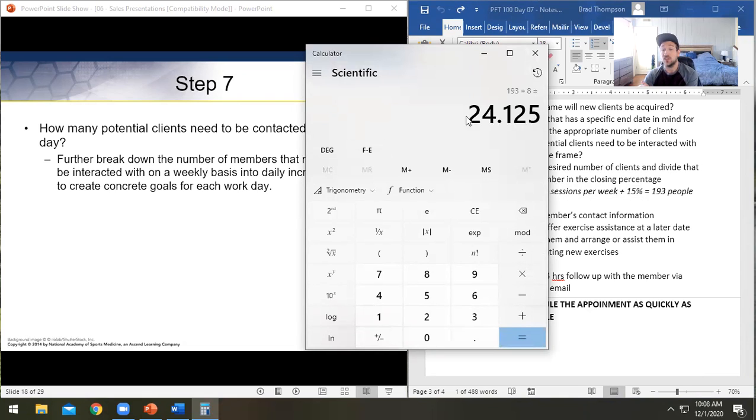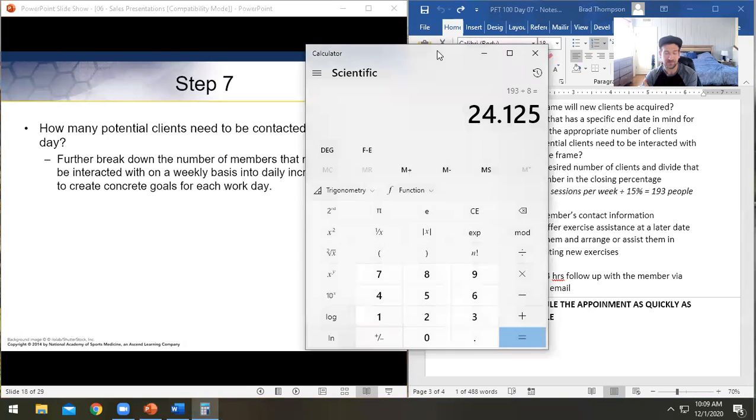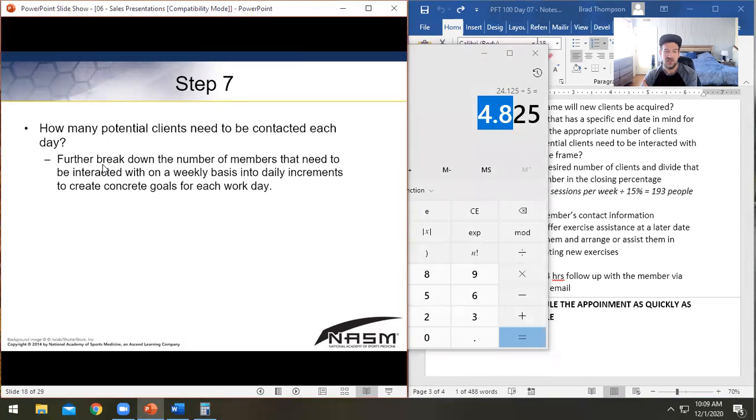That means you need to talk to 24 people a week. Not too bad, right? Now you need to break that down by days. Let's say you're working 5 days per week. So we take 24 and divide that by 5, which means we need to talk to about 5 people a day. If you talk to 5 people a day, every day you go into work, that should prospect you within the next 8 weeks based on your closing percentage.